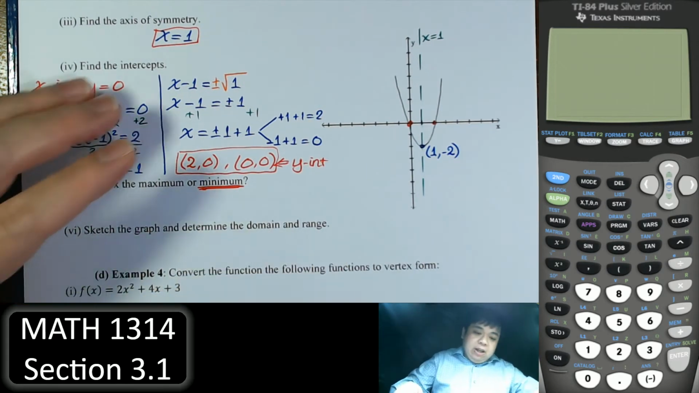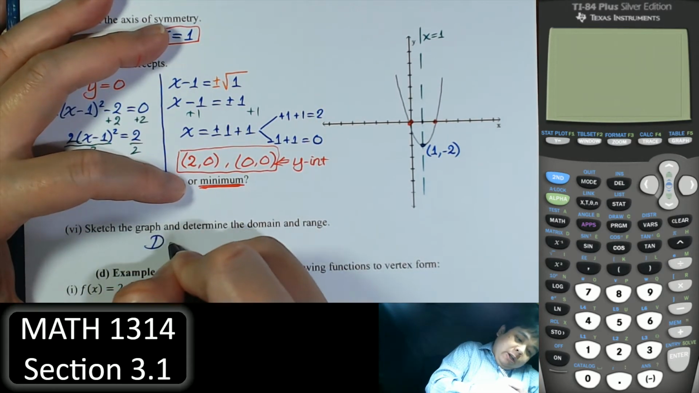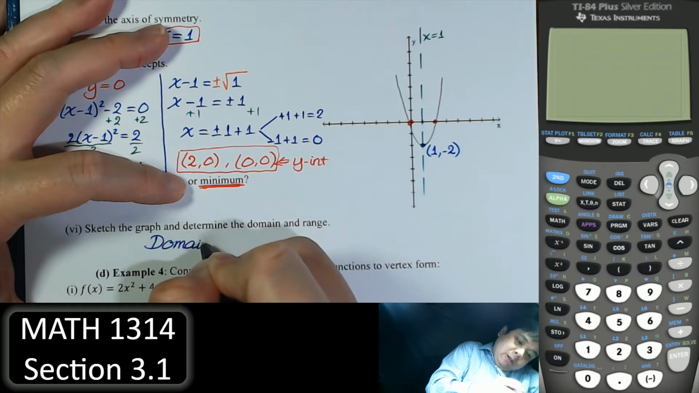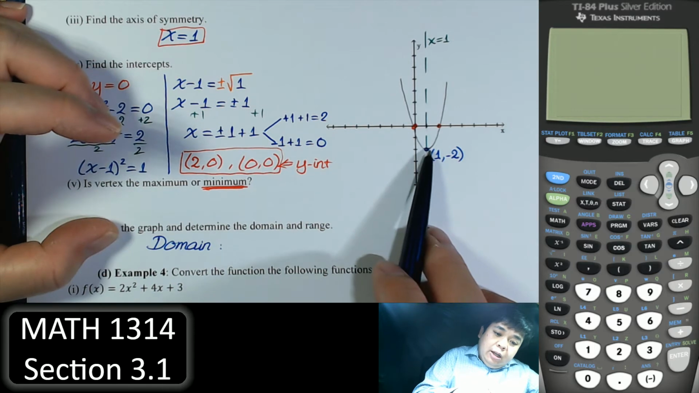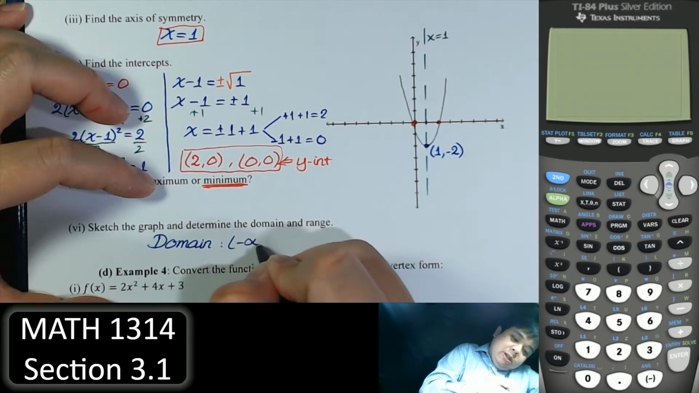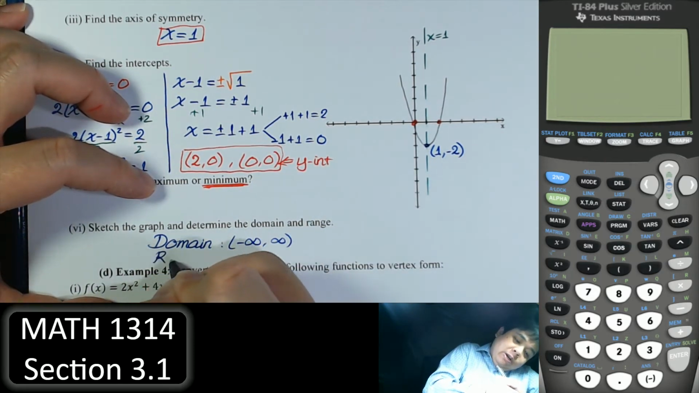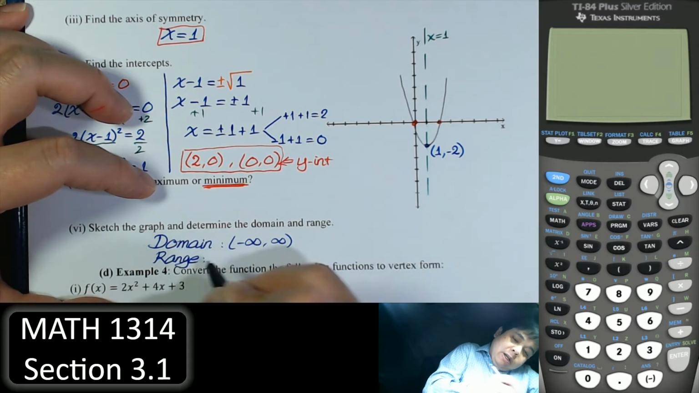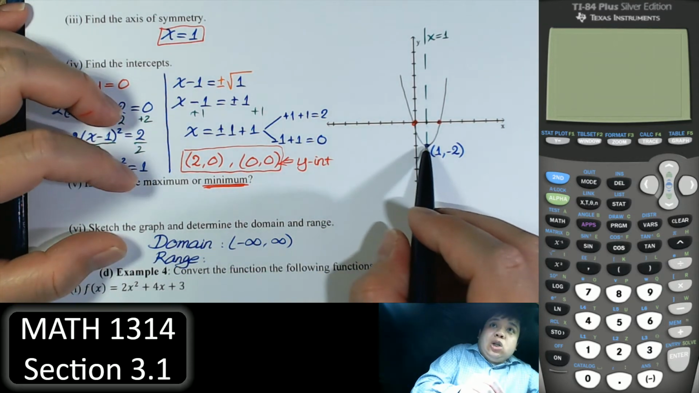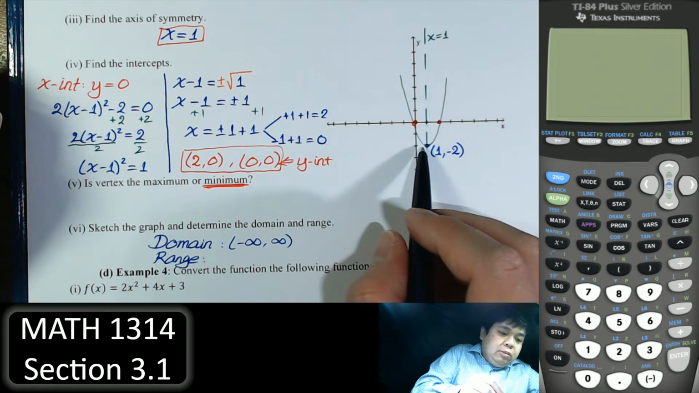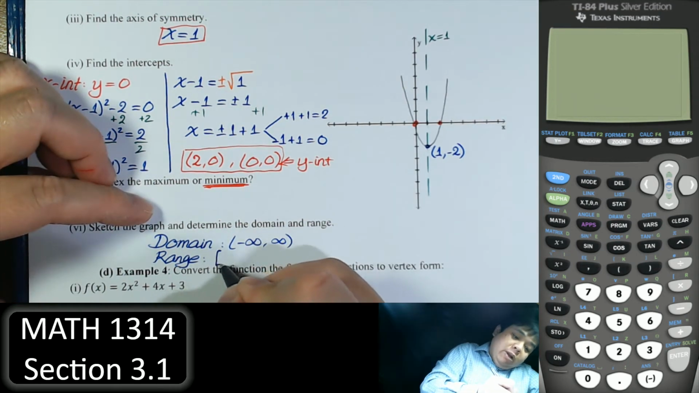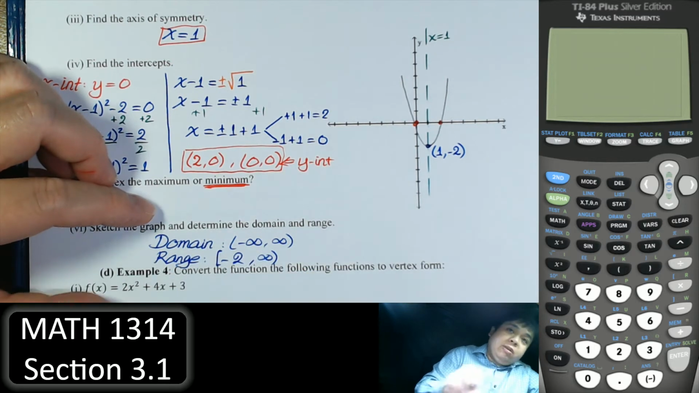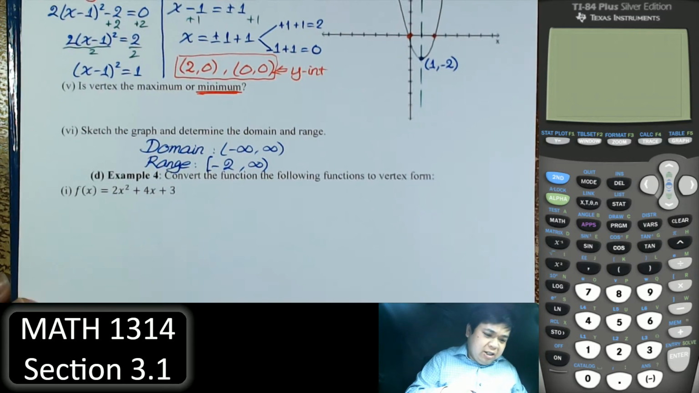Sketch the graph and then find the domain and range. So the domain is x on real numbers, and then the range: we have the minimum, so the range will go from the minimum and up, so from -2 to infinity. Of course we can graph that as well.